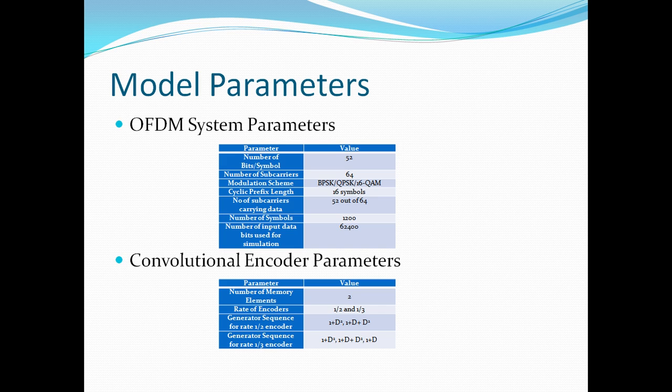These are the parameters of the system considered. For the OFDM system, we have considered 52 bits per symbol and 64 subcarriers, and the modulation techniques used are BPSK, QPSK, and 16 QAM, and a total of 1200 symbols are considered, which is equivalent to 62,400 bits. For the convolution encoder, two encoders of rate 1/2 and 1/3 are considered, and the generator sequences are 1 plus D squared and 1 plus D plus D squared for the first encoder, and 1 plus D squared, 1 plus D plus D squared, and 1 plus D for the second encoder.